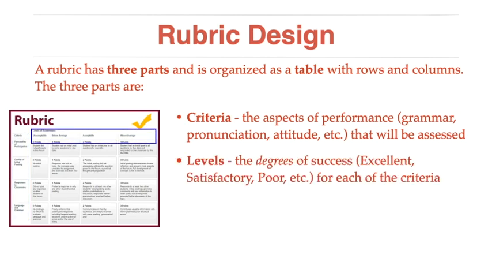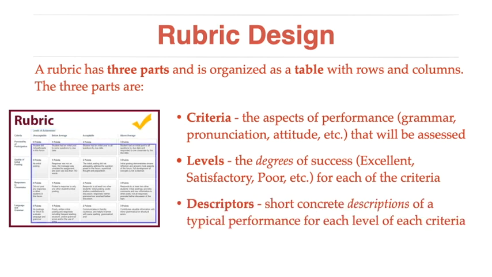Levels are the degrees of success, such as excellent, satisfactory, poor, etc., for each criterion. Levels determine the number of points awarded for each criterion. In fact, levels can simply be the number of points. Labels such as excellent or needs work can be helpful but are not necessary. Finally, descriptors. Descriptors are short, concrete descriptions of a typical performance for each level of each criterion.